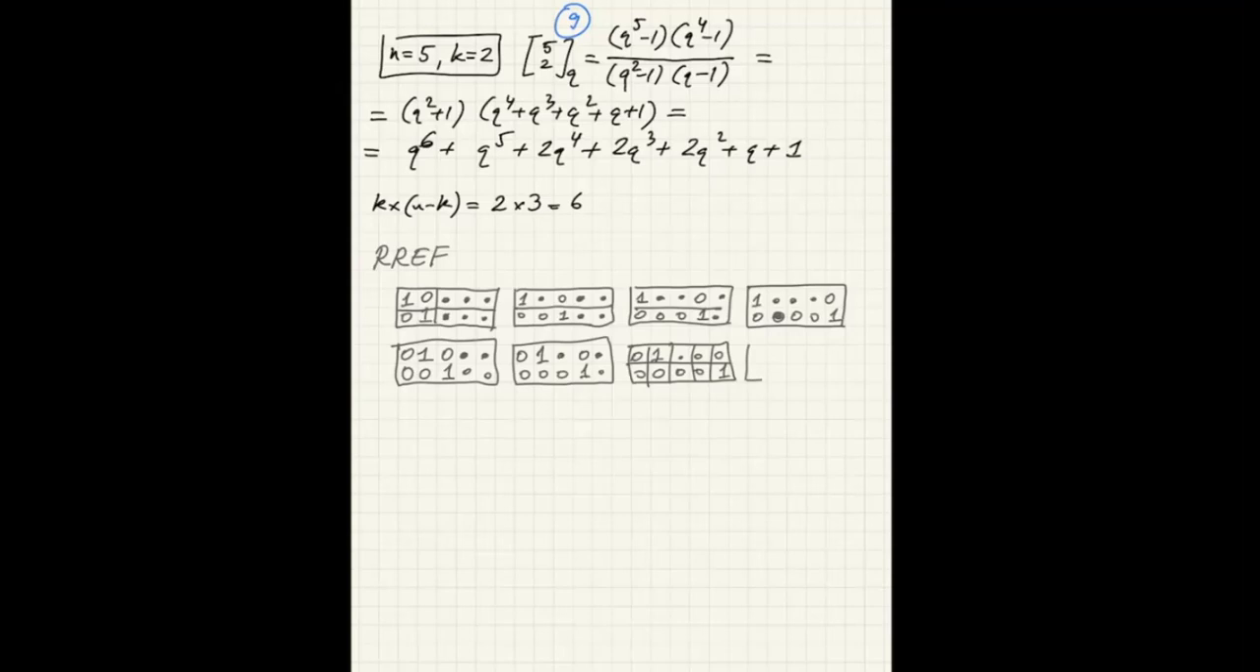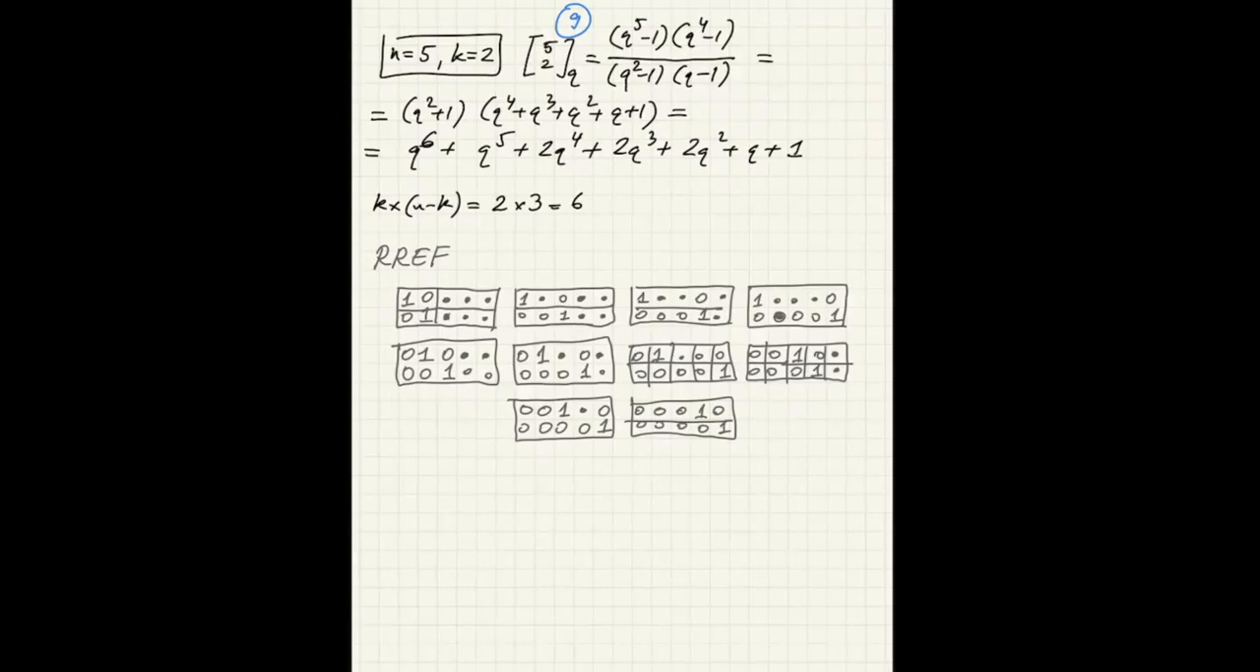Now, 0, 0, 0, 0, 1, 0, 0, 1, and the dots there. And I think there are 2 more. 0, 0, 0, 0, 0, 0. Okay. 1, 0. 0, 1, 0 here, and the last one. All right, so anyway, these are the 10 row reduced echelon forms.